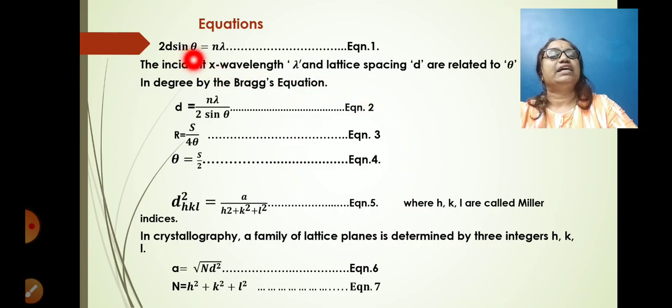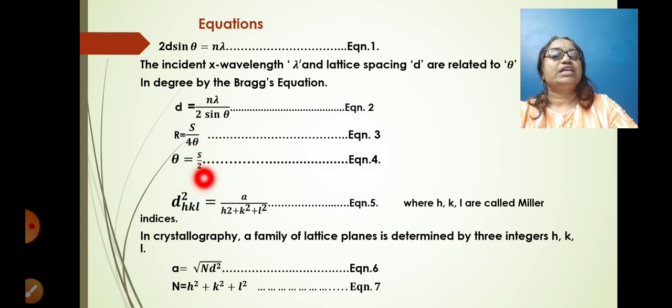2d sin theta is equal to n lambda is the Bragg's equation. The incident X-ray wavelength lambda and the lattice spacing d are related to theta in degrees by Bragg's equation. From this equation 1 we can get d is equal to n lambda by 2 sin theta. Then we have r, the radius of the camera. S is the distance of the circular arcs here, and theta is the angle through which the detector is rotated.